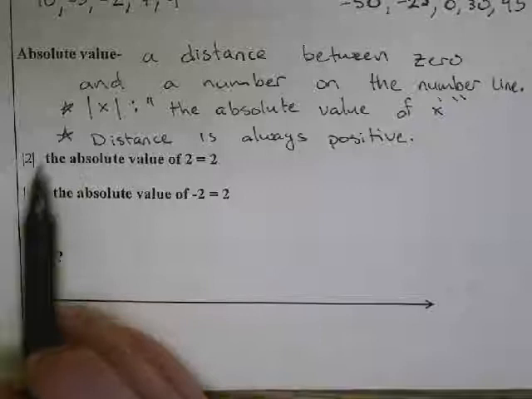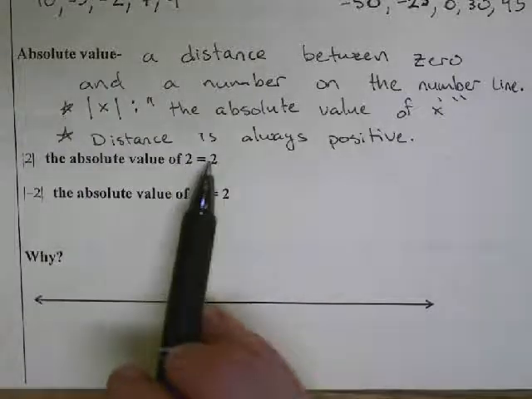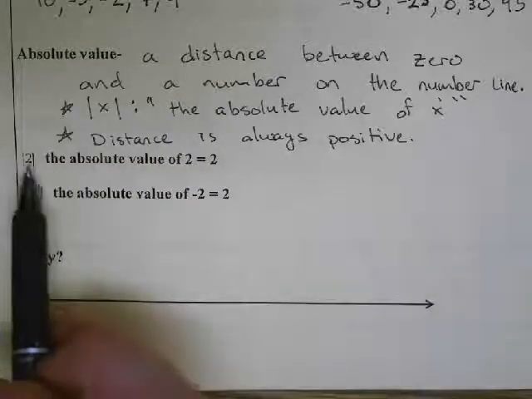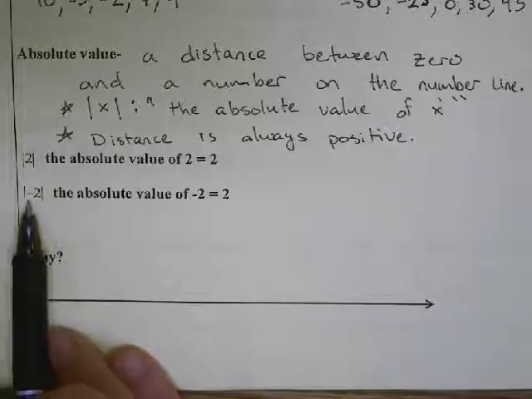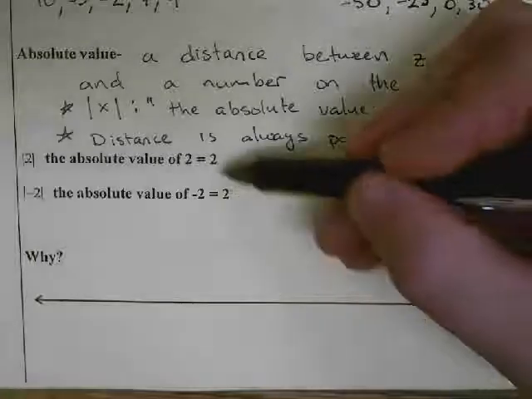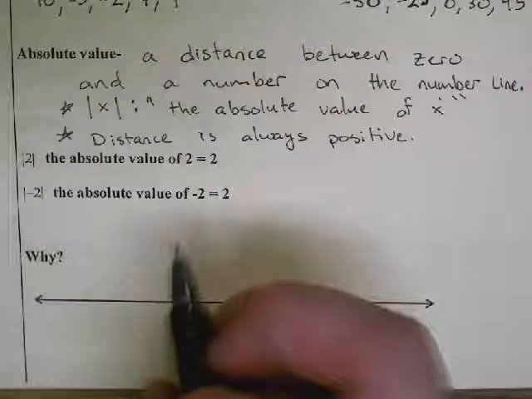So when we look at this, we read it as the absolute value of 2 equals 2. The distance from 0 to 2 is 2 steps. It would take me 2 steps to get to 2. And the absolute value of negative 2 is 2. Well, why are they the same? What's that idea of distance?